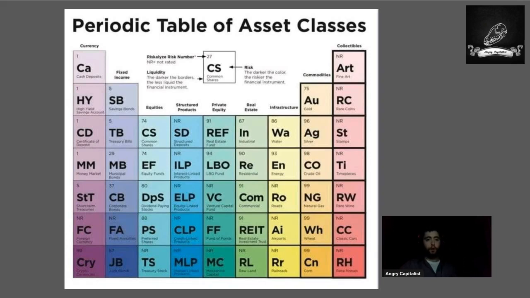Okay, so once again, this is covering the periodic table of asset classes. This goes over the various different types of assets, and it breaks them down in terms of liquidity, risk, as well as the specific class. That would be the column. So we've got currencies. That was in section 1 or video 1. And now we're on to the fixed incomes.